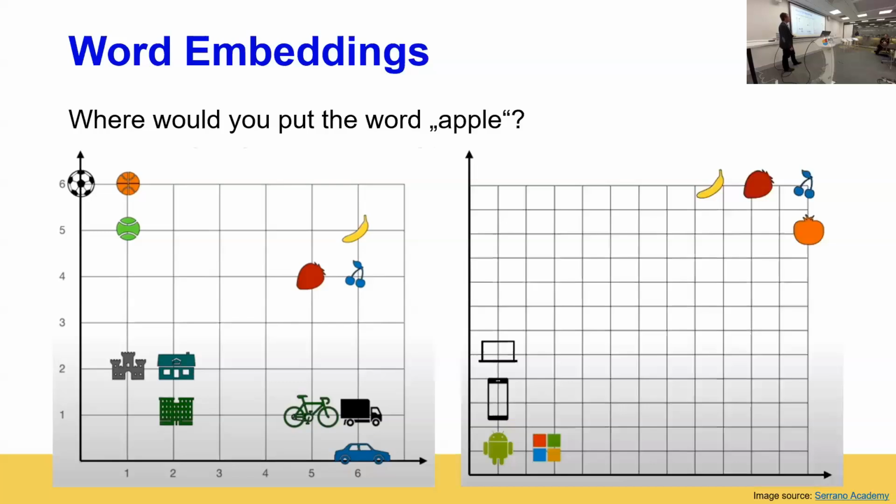But how about this case? We have fruits here, then we have some other things here. Where would you put the word apple right now? Is it apple as a fruit that I can eat, or is it apple as a computer that I can use as a technology? So that's not clear at all, and we probably put it somewhere between.